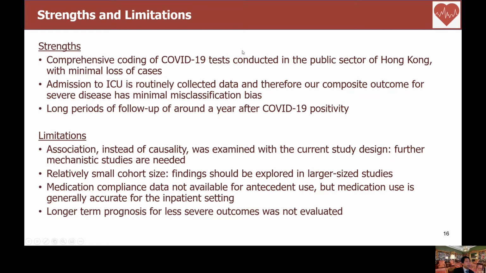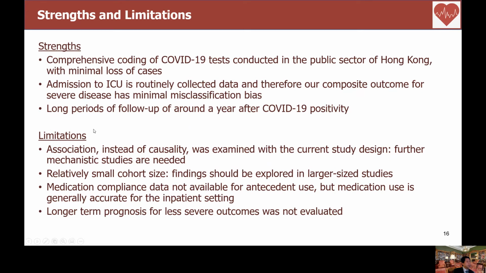So in terms of strengths and limitations of our study, the strengths include comprehensive coding of COVID-19 tests. Because all of the public sector records are linked, if tests were done in the public sector, they would have been coded into the system with minimal loss of cases. In terms of outcomes, these are hard outcomes that are routinely coded, and these include admission to ICU, the need for intubation, and also mortality. So there is minimal misclassification bias. We also have a lot of follow-up data after COVID-19 positivity, although in this particular study, we only looked at 30-day mortality because we believe that that's most likely to be related to severe COVID-19 disease.